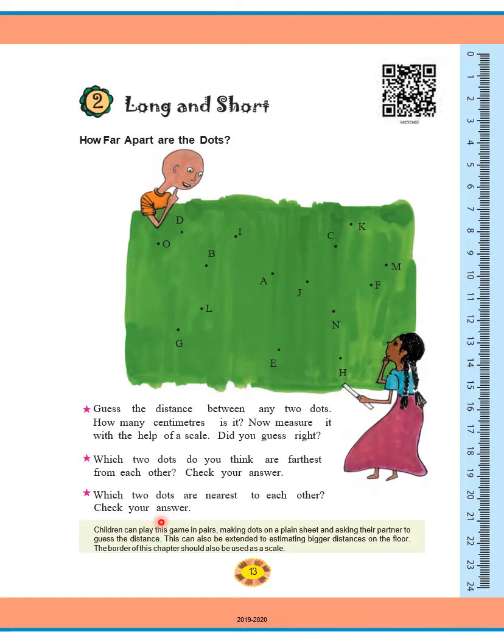The third question is, which two dots are nearest to each other? According to me, O and D, and F and M, they are very close to each other. So we will measure the distance between O and D and between F and M. The distance between them is around 1.2 centimeter. So we can write any two dots, O and D, or F and M.